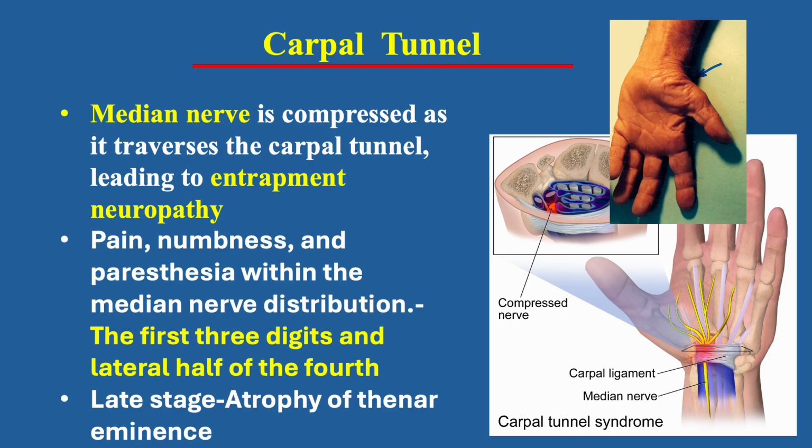Carpal tunnel syndrome. This condition occurs when the median nerve is compressed as it traverses the carpal tunnel, leading to an entrapment neuropathy. Occupations involving frequent computer use, exposure to vibrating equipment, or repetitive movements significantly elevate the risk of developing this syndrome. The initial signs of carpal tunnel syndrome are pain, numbness, and paresthesia within the median nerve distribution, the first 3 fingers and the radial aspect of the 4th finger.